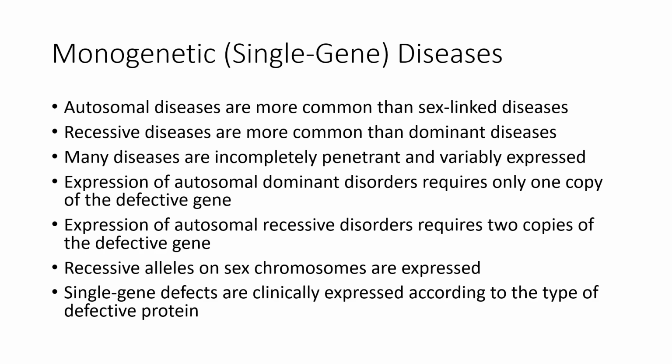Autosomal dominant disorders only need one defective copy to show up. No backup plan required. Autosomal recessive disorders need two defective copies, which is why carriers are usually unaffected. And finally, single gene defects don't just cause random symptoms, they reflect what protein is broken. Structural protein: expect physical issues. Enzyme defect: metabolic chaos. Receptor problem: signaling disasters. This is why enzyme deficiencies show up so dramatically in metabolic diseases. If the protein doesn't work, substrates pile up like unprocessed tissue blocks on a Friday afternoon.